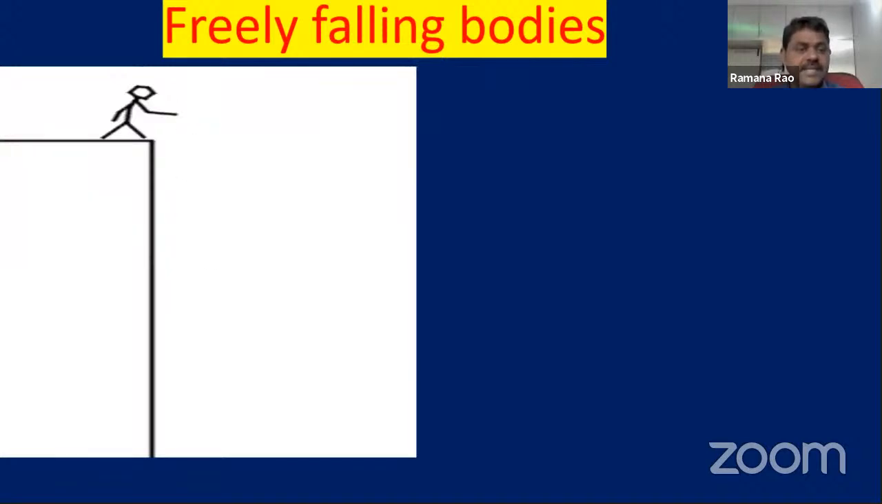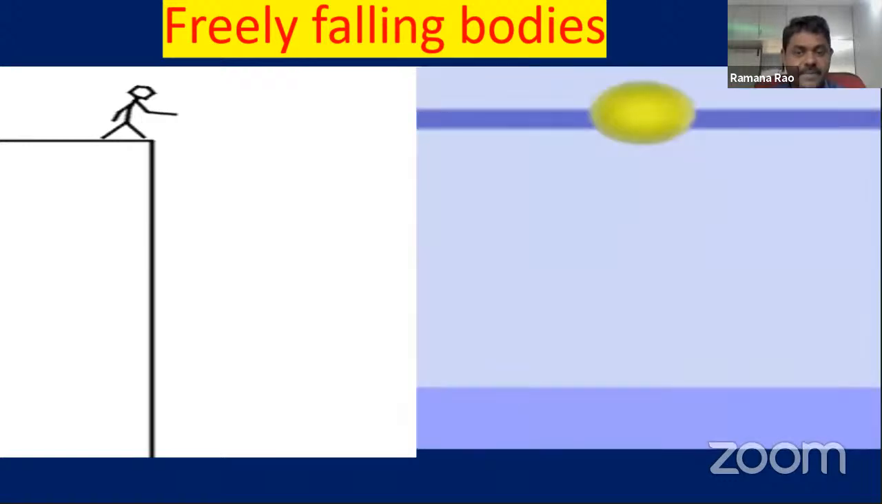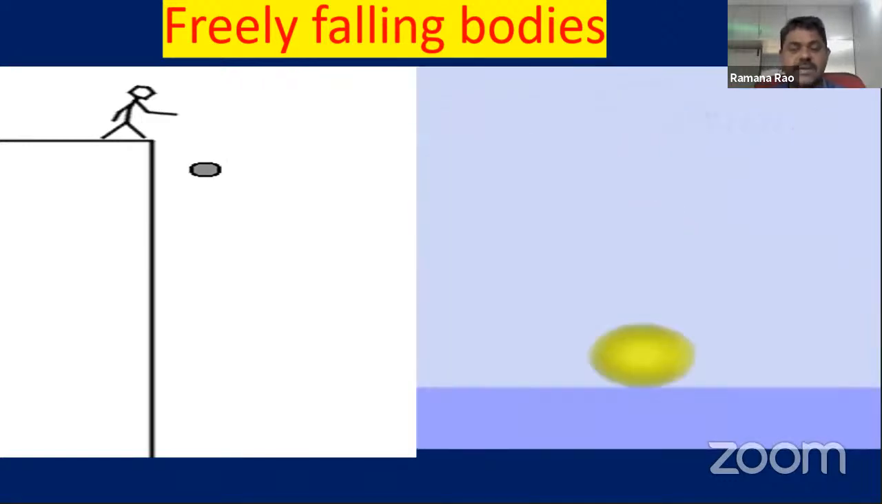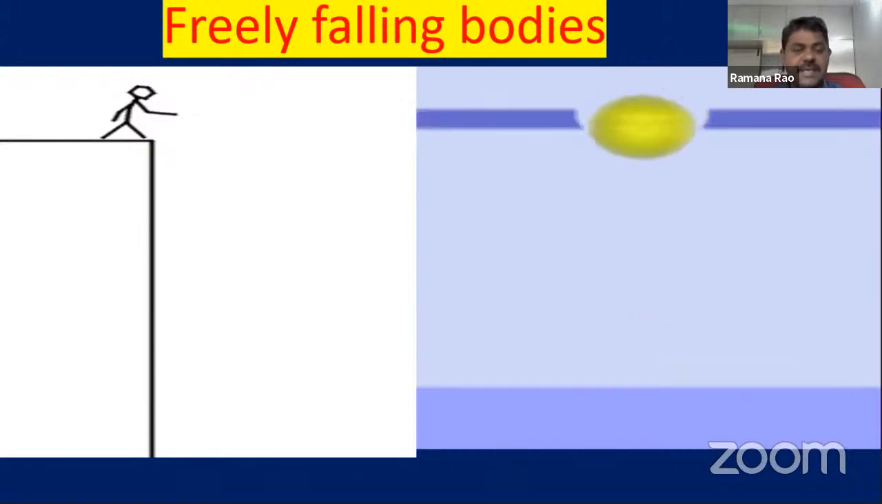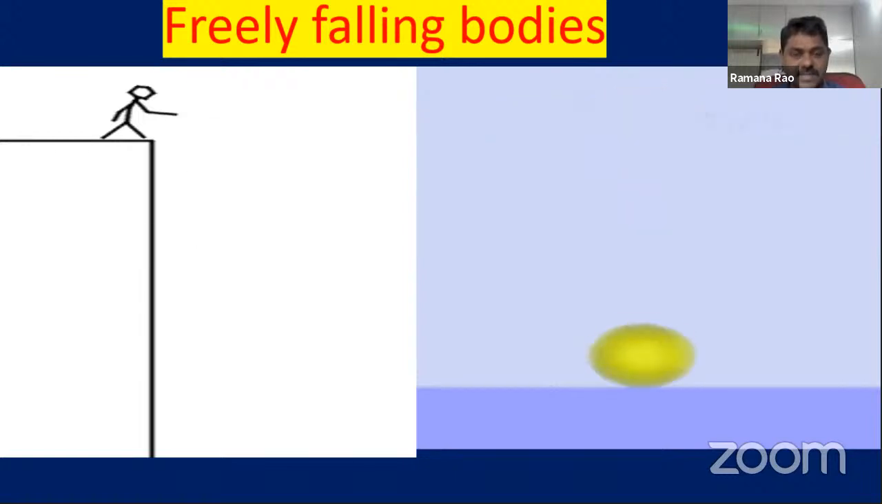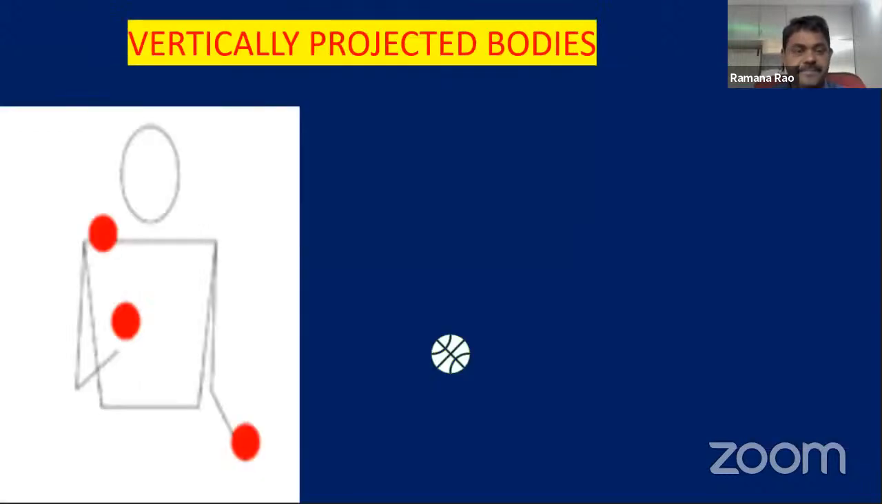So dear children, you can see in this picture, the ball is freely falling. It is dropped from the top of a building or a tower. It is falling freely. We are going to discuss what free fall actually is in detail. Now you can see this ball is also falling freely. So in these two examples, the two balls are falling freely. They are freely falling bodies.